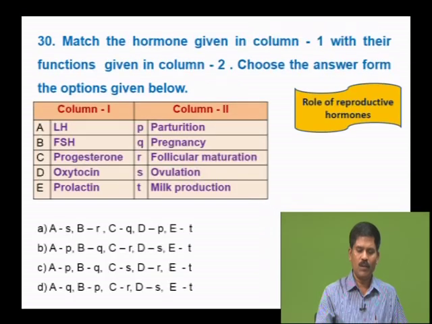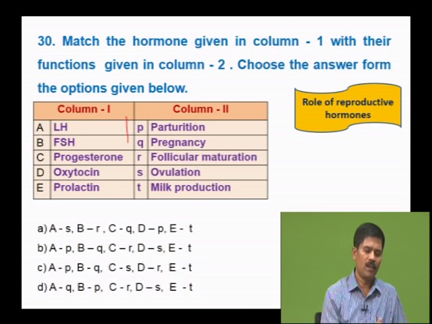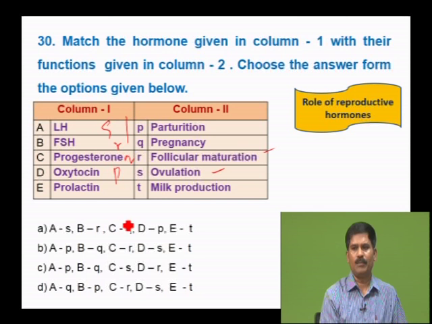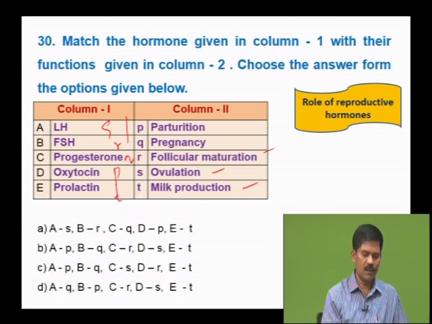Match the hormones given in column 1 with their functions given in column 2. Choose the answer from the options given below. ಇಲ್ಲಿ ಒಂದು ಸೈಡ್ ಹಾರ್ಮೋನ್ಸ್ ಕೊಟ್ಟಿದ್ದಾರೆ, ಅದರ್ ಸೈಡ್ ಫಂಕ್ಷನ್ಸ್ ಕೊಟ್ಟಿದ್ದಾರೆ. ನೀವು ಈಸಿಯಾಗಿ ಪ್ರಿಡಿಕ್ಟ್ ಮಾಡ್ಬೋದು. LH is a hormone that induces ovulation in females, so S. Next FSH, it is meant for follicular maturation, so R. Progesterone is a pregnancy hormone, so Q. Next oxytocin, it is a birth hormone since it helps in parturition, so P. Prolactin is a milk synthesizing or secreting hormone, that is T. All the options, see which one has them. So it is in A, so therefore this is the right option.